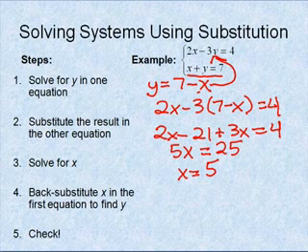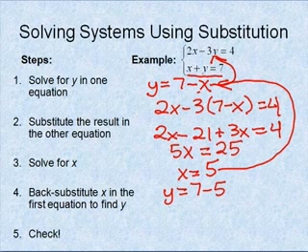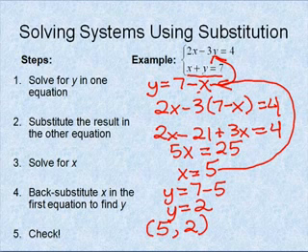Now that I know what x is, I can plug that back in up here. I can substitute in x and find out what y is. So let's go ahead and do that. y equals 7 minus 5, which means that y is equal to 2. So our solution point then is the point (5, 2).